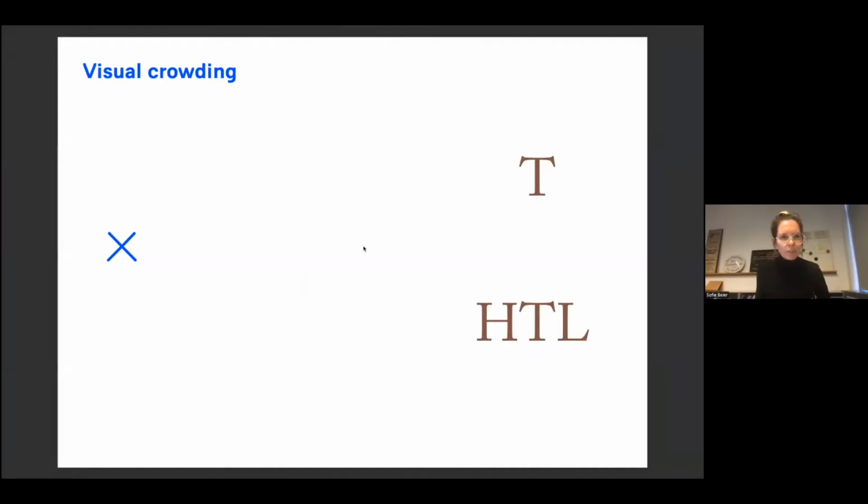Okay, so look at the cross to the left and then try to identify the T on the right. I think that everyone can see that it's much easier to see the T when it's by itself than when it's flanked by other letters. And this is the phenomenon of visual crowding, that the neighboring letters interfere with the main character. This phenomenon has a great impact on how we read.